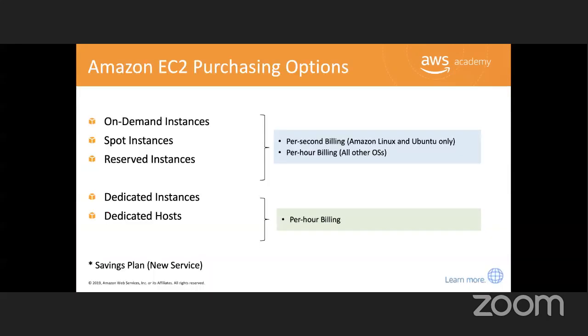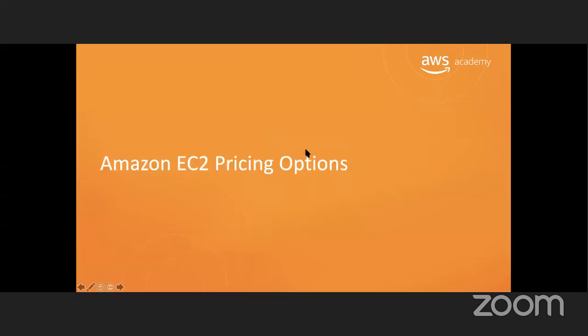Okay, so the pricing options, this is something that we already saw as well. How AWS charges you when it comes to instances, right? So on-demand instances, spot instances, and reserved instances are per second billing.